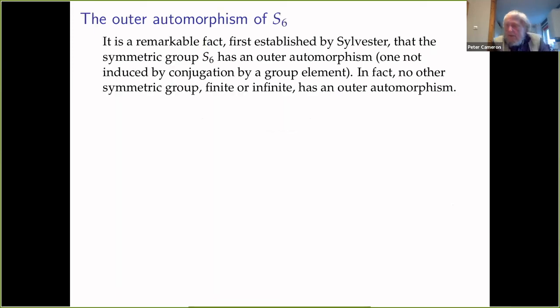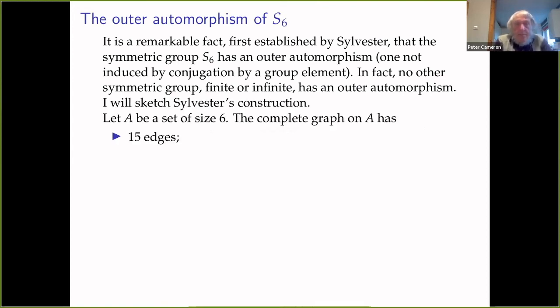So to construct the Hoffman-Singleton graph, we use the outer automorphism of the symmetric group S6, and this goes back to Sylvester in the 19th century. The symmetric group S6 has an outer automorphism, which means a group automorphism not induced by conjugation by a group element. It's the only symmetric group, finite or infinite, that has an outer automorphism. So it's a rather remarkable situation. So this is a brief account of Sylvester's construction, and please go through and check the details if you're interested.